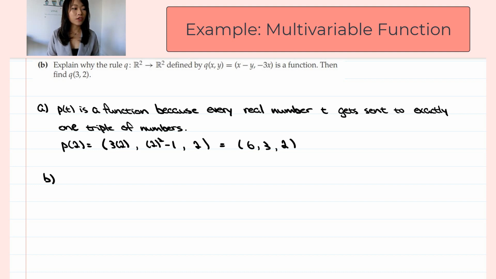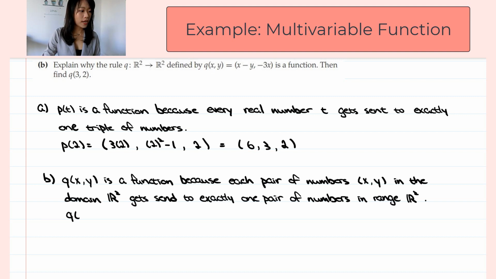Let's understand the notation of the rule. The rule sends from R squared to R squared. The domain is R squared, which means we need 2 inputs. And the output is also R squared, which means the output will be a pair of numbers. And is this rule a function? The answer is yes, because for each pair of the input, x and y, the function will give us exactly one pair of numbers. Now let's find Q of 3 and 2.